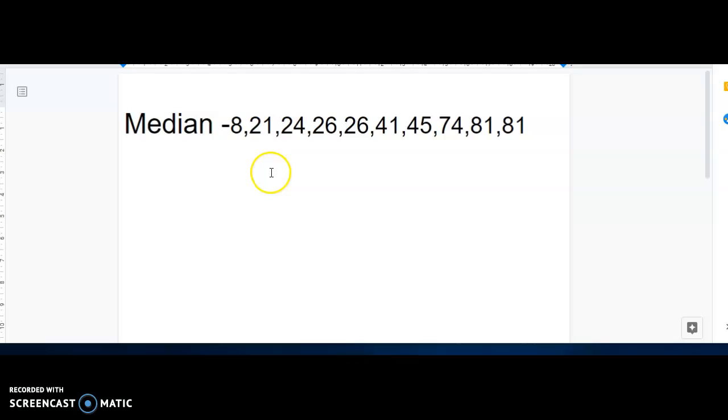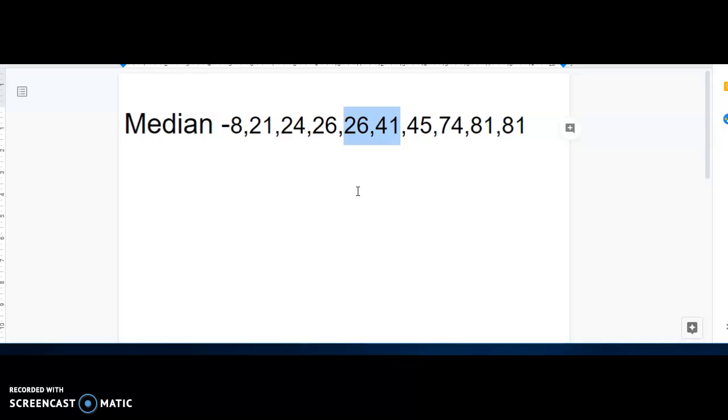Now, to work out the median, you've got to work out the middle number. This was quite tricky because you've got an even set of data. We've got 10 numbers here. If we had an odd number, it would be really easy to work out the middle number. But because it's even, we're going to have two middle numbers. So these are my first four, these are my last four, and these two numbers are my middle numbers. Now to work out the median, I had to work out the difference between those two numbers.